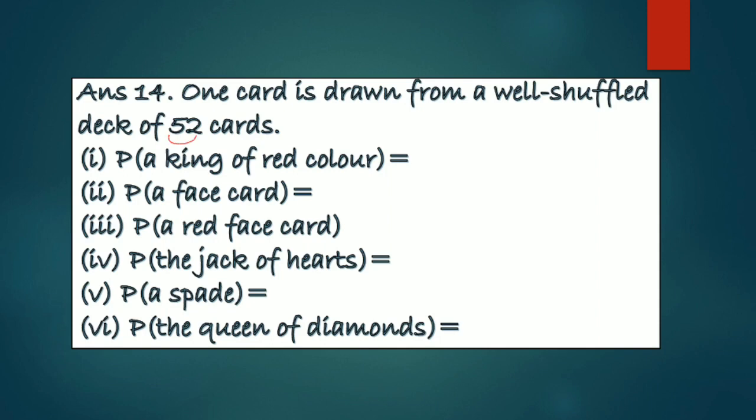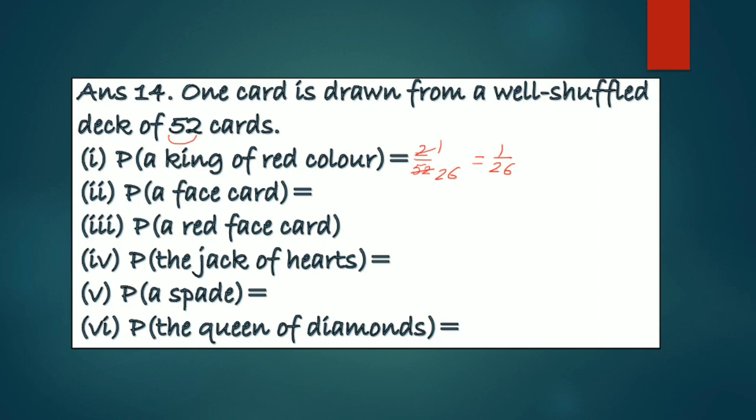A king of red color. We know that there are two kings of red color. One is of hearts and the other one is of diamonds. And the total number of outcomes is 52. So the probability is 2 by 52. On simplifying, we get the answer as 1 by 26.